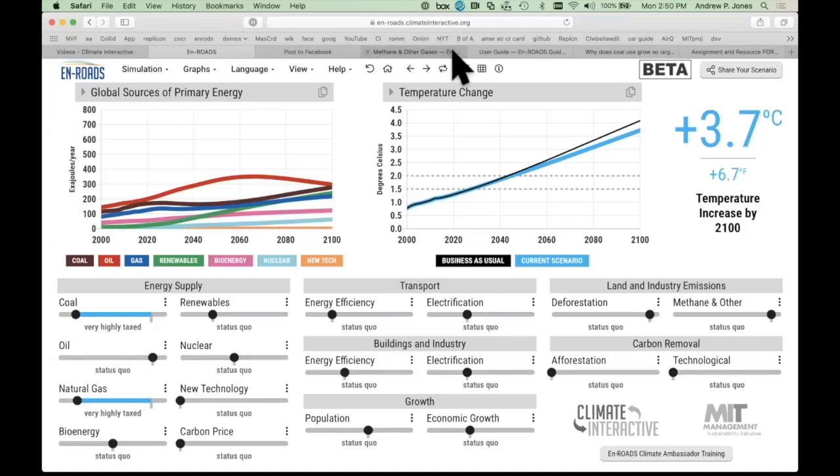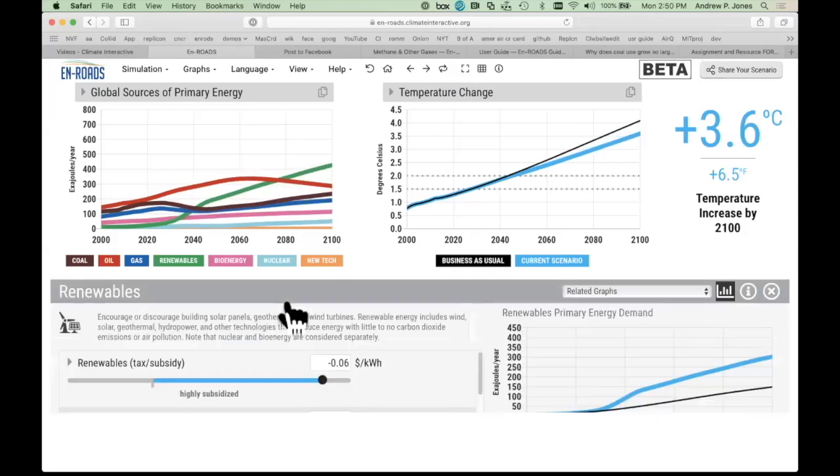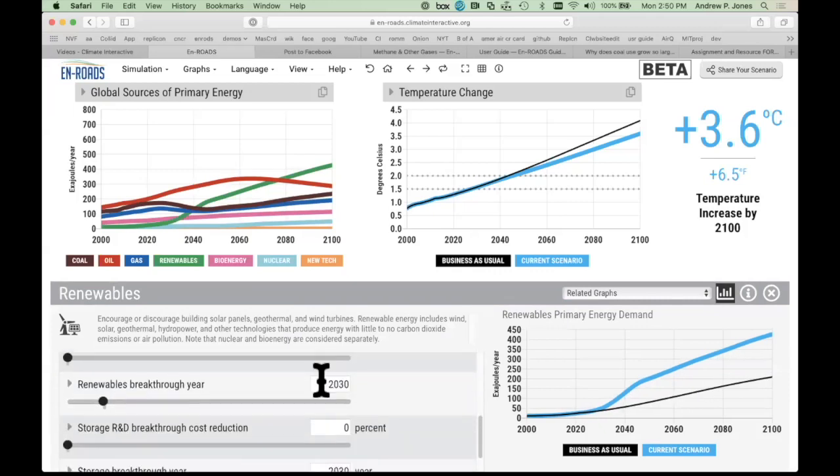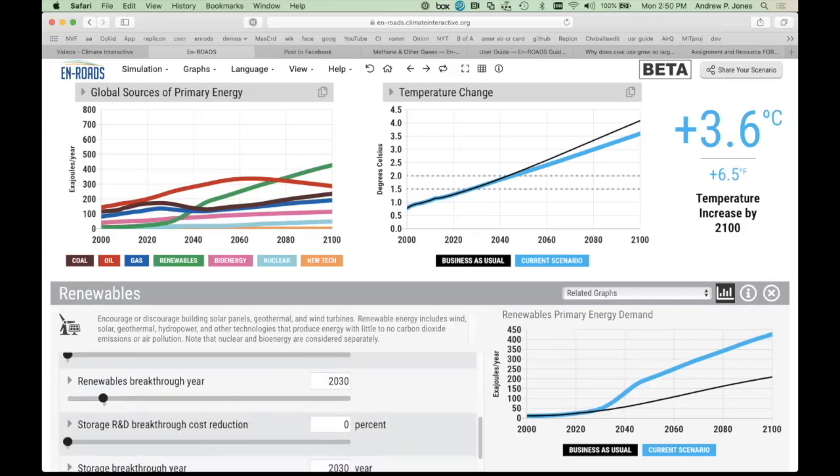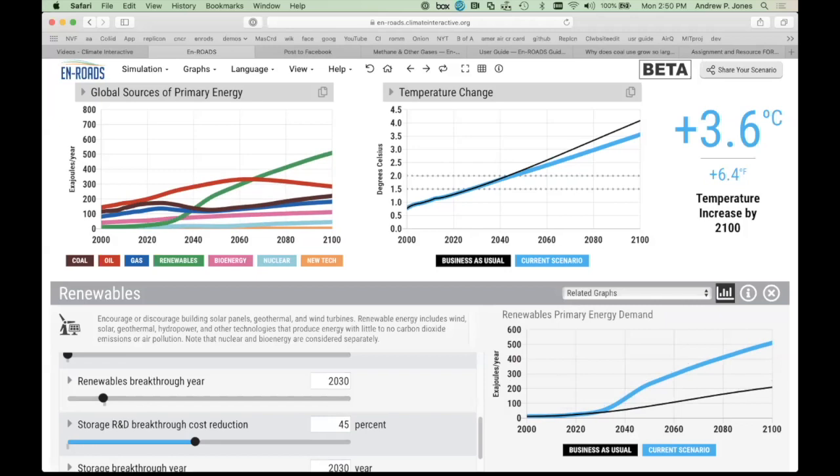If you love renewable energy, you may say, oh, I think that storage of renewable energy is going to get a lot better. I'm going to go under here, and I want to encourage renewables, see the green line go up, and I want to have it do even better. Underneath, look at this. You're going to have a breakthrough cost reduction that has renewables grow even more. You're able to change some of those storage costs.